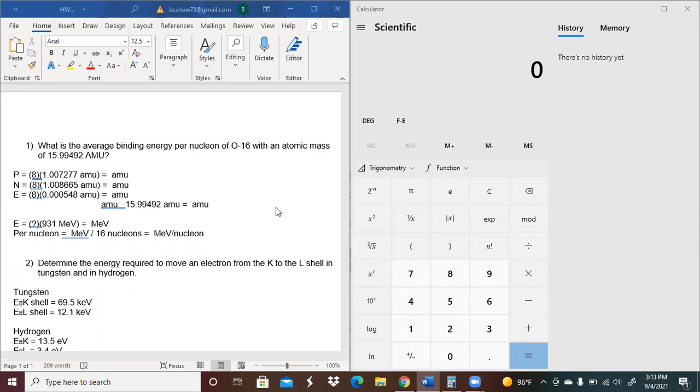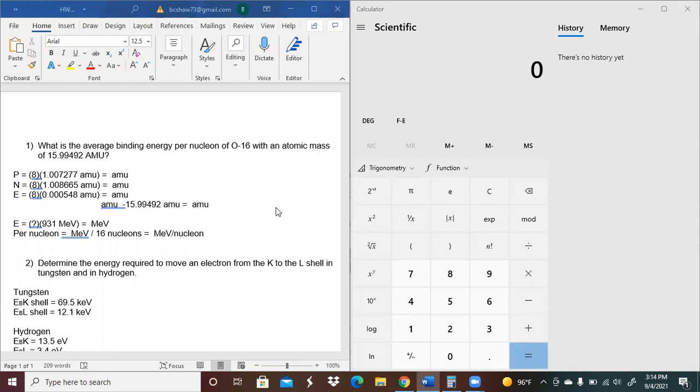And you can expect to see some of these same problems, or something with the numbers changed around a little bit, on the quiz for this week. So I just want you to be aware of that.